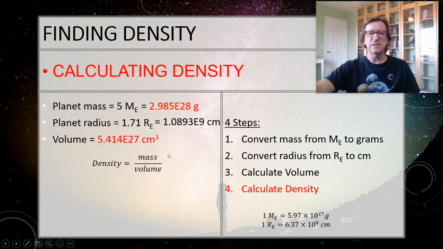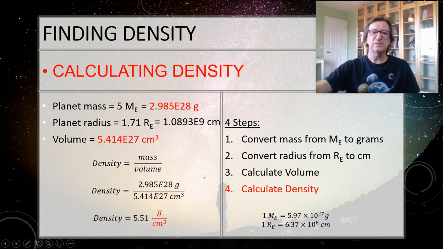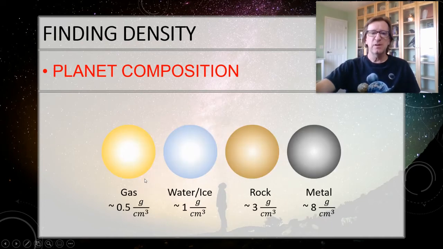All right, so density is the mass divided by the volume. We're filling in our numbers here. See that I've got the 28 and the 27, so this number divided by this number, and you should get a density of about 5.51. Is that in between 0.01 and 8? Yeah, probably I'm good.